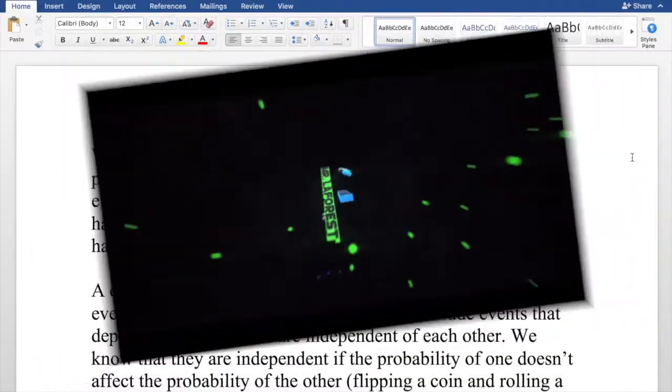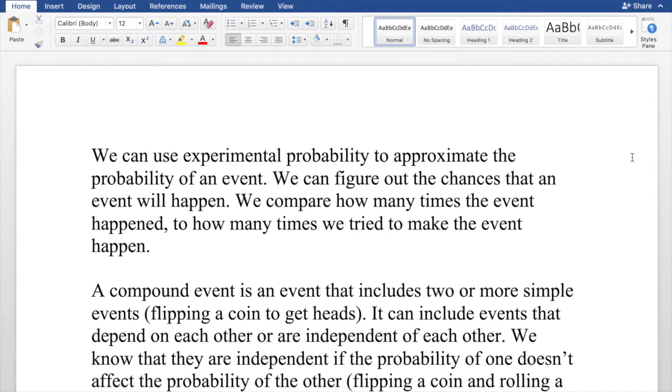I will be. We can use experimental probability to approximate the probability of an event. We can figure out the chances that an event will happen. We can compare how many times the event happened to how many times we tried to make the event happen.